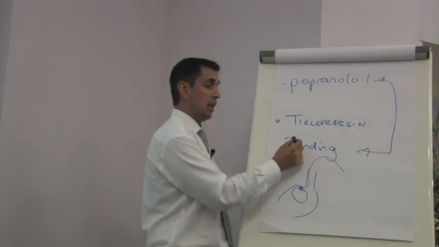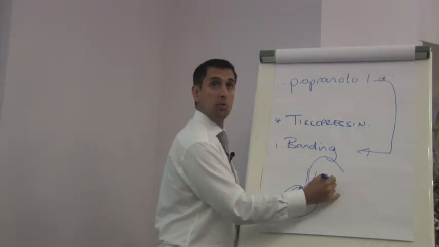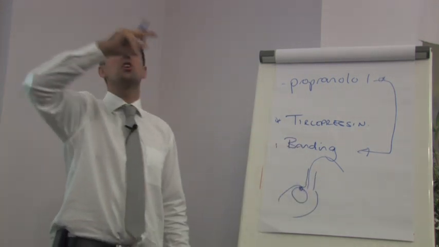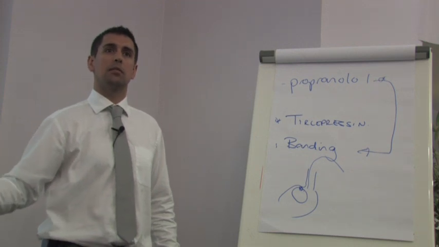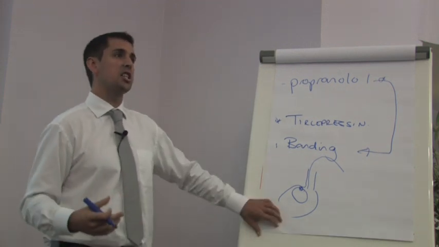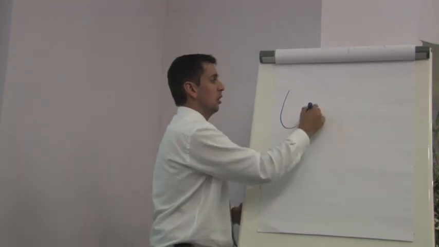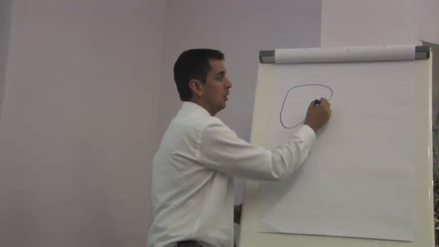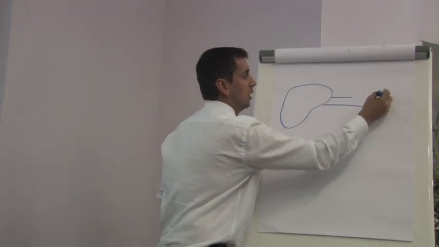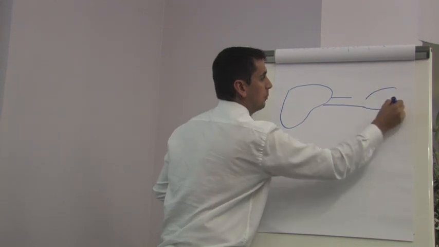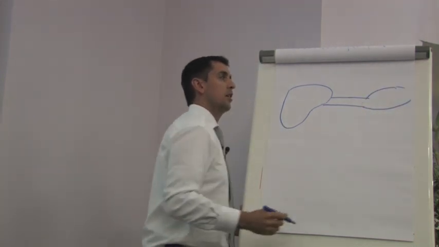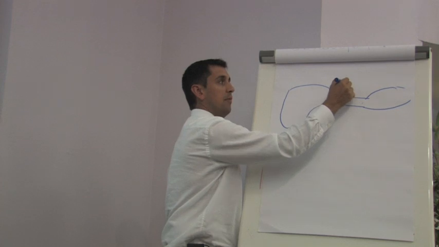So if banding has failed on one occasion, Sengstaken-Blakemore tube, and then you move directly on to doing a TIPS. And the idea of the TIPS is you've got a liver, you've got your portal system, and now this is your spleen. The pressure in this has become very, very high.